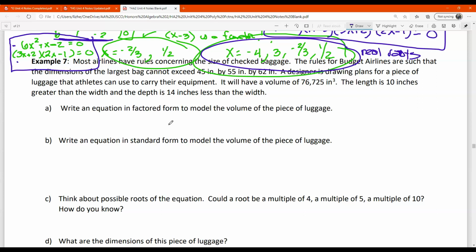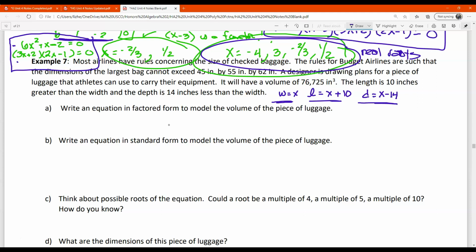So from this last sentence, I'm going to say, okay, well, the width is going to be my x. My length is going to be 10 more than my width, which is x plus 10. And the depth is going to be 14 less than my width, so x minus 14. So those are going to be my dimensions right there. And I do that so that all my dimensions are in terms of one variable, x.